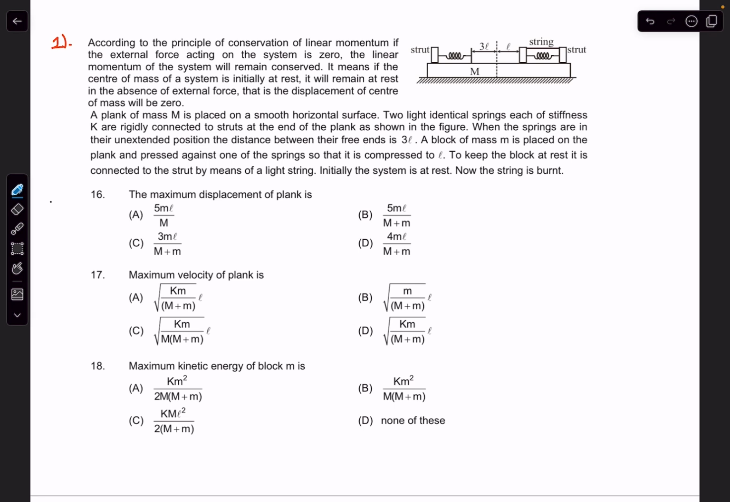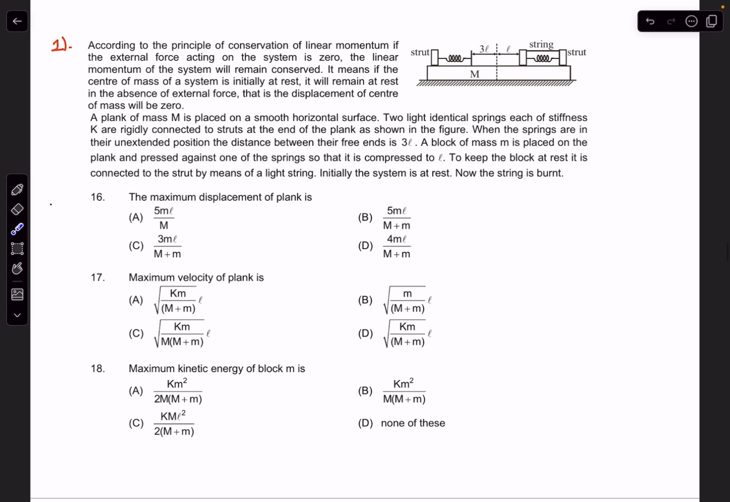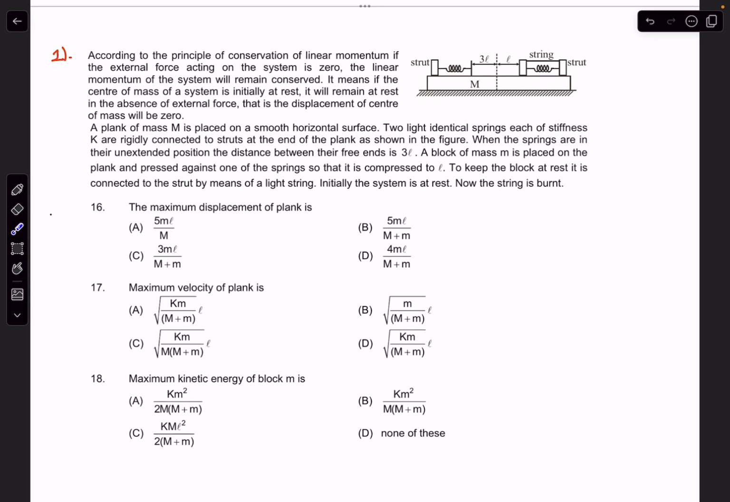Hello everyone, welcome back. In today's video, we'll take three problems from mechanics. The first question is based on the topic of motion of center of mass. So let's first read the problem statement.